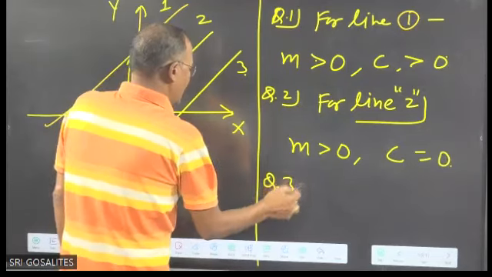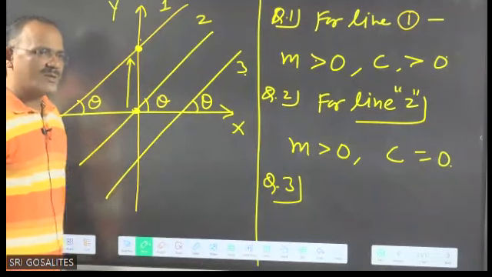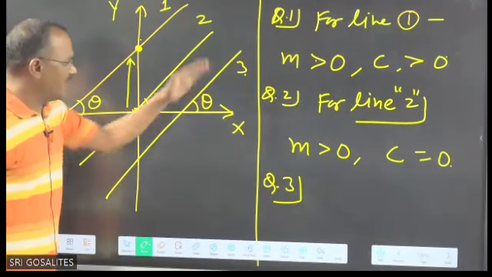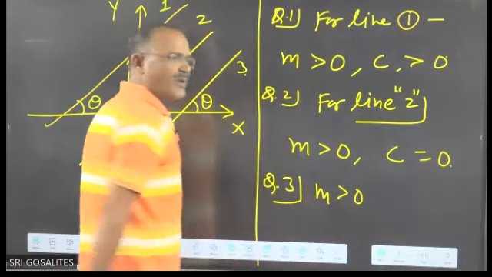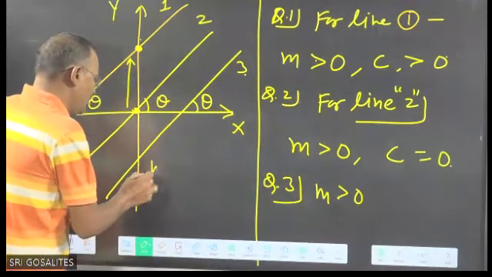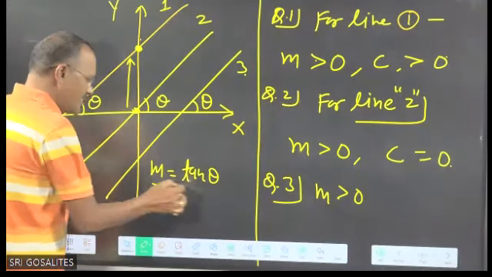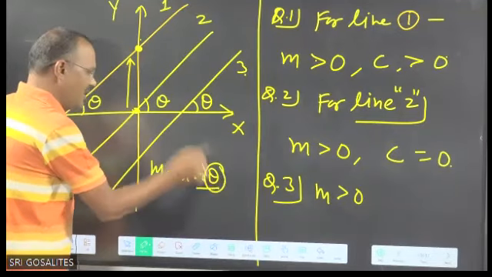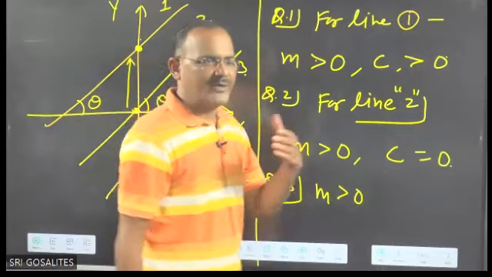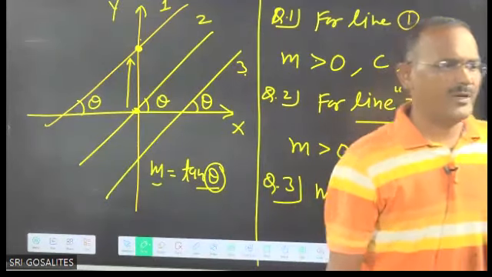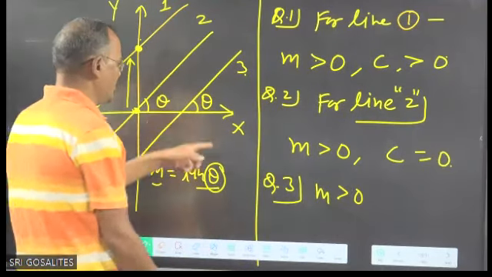But for the third line, again, is the angle acute or obtuse? This is an acute angle, so slope is positive. Beta, why is the slope positive? Again and again I am telling you, you should learn. M is actually tan theta. Slope is tan theta, theta is the angle. Acute means less than 90. Tan 30, tan 45, tan 60, these all have positive values. So I am telling you, slope is positive.